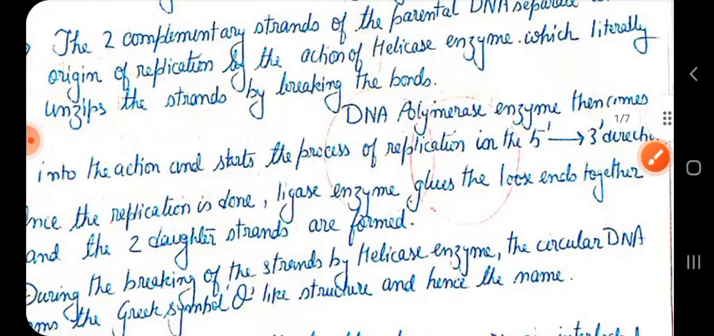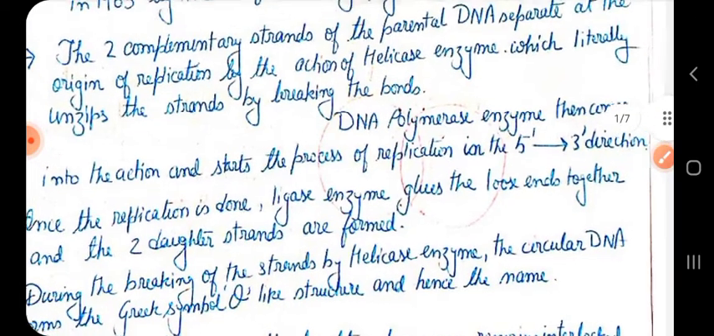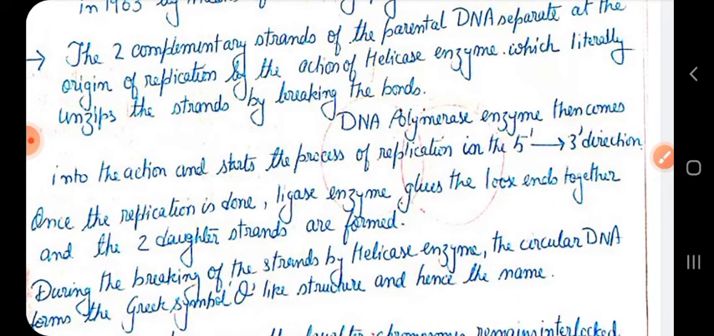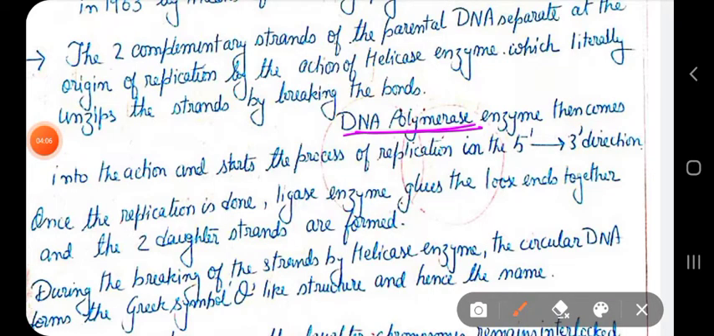The DNA polymerase enzyme then comes into action and starts the replication process in the 5 prime to 3 prime direction. DNA polymerase 3 mainly catalyzes the replication process.